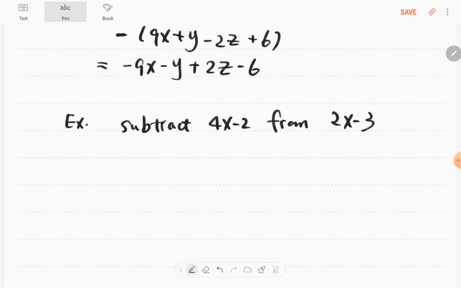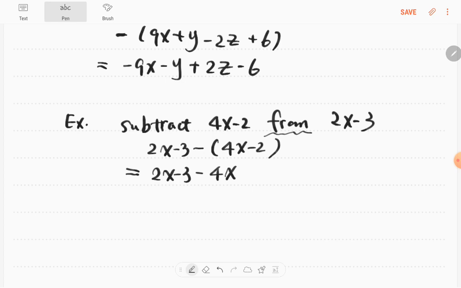But don't forget, when you check this kind of sentence, you should know we have this word from, which means 2x minus 3 will be the first term. 2x minus 3 minus 4x minus 2. So for 2x minus 3, this minus sign here, we will have minus 4x plus 2.